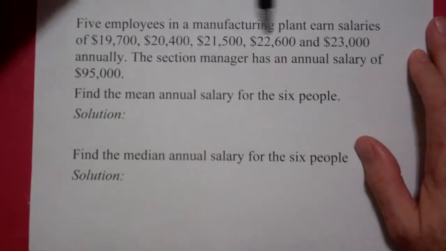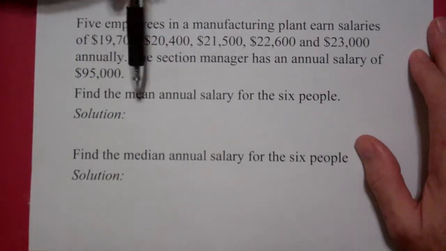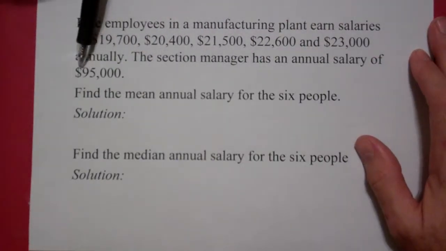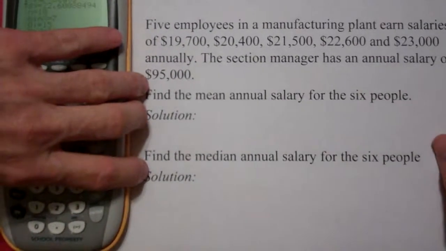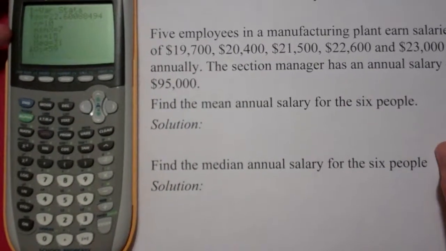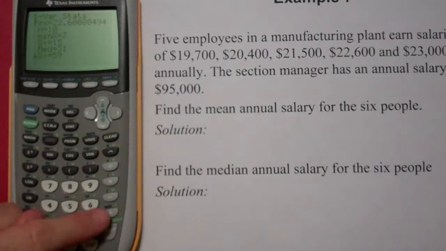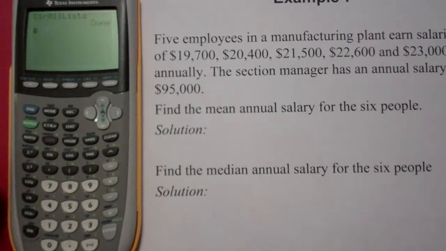If you look, these guys are earning in the low 20s, and he's earning almost 100 grand. Okay, so what does that do to the mean when you have 5 guys that are making in the low 20s and you have one guy who's making a lot more than that? So again, what am I going to do? I'm going to slide this over, bring the calculator into focus, and I'm going to go second plus, and then number 4 is clear list, and hit enter.